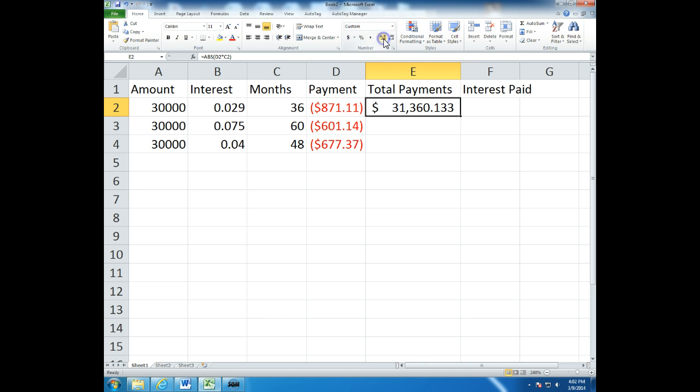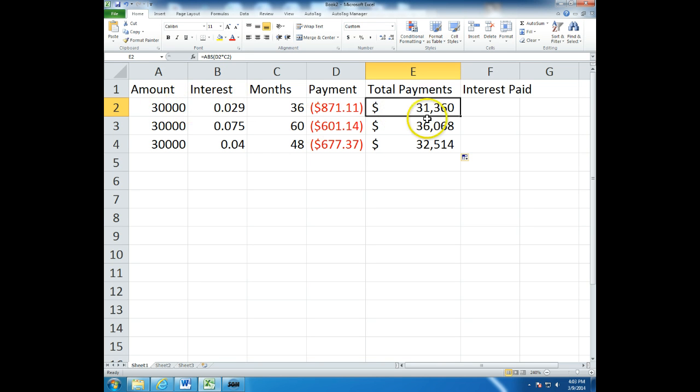Maybe get rid of some of the decimal places because I don't really care about the actual pennies for my total payments. I'm just trying to get a rough figure. If I grab the corner now and drag down, I can see that for the 60-month loan at the higher interest rate, I'm going to pay $36,000 in total payments versus $31,000. And the credit union deal at 4% is actually $32,514.